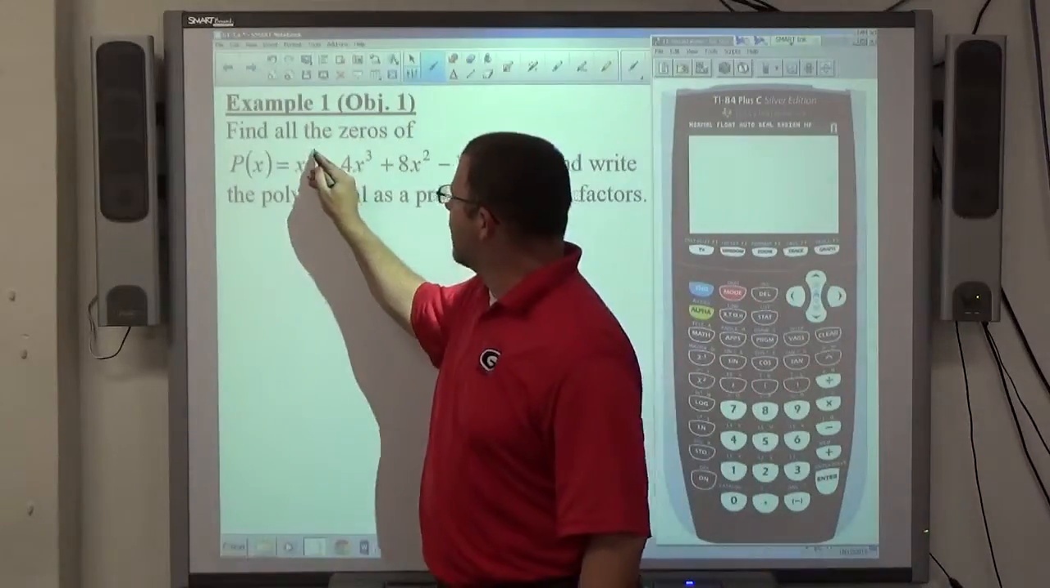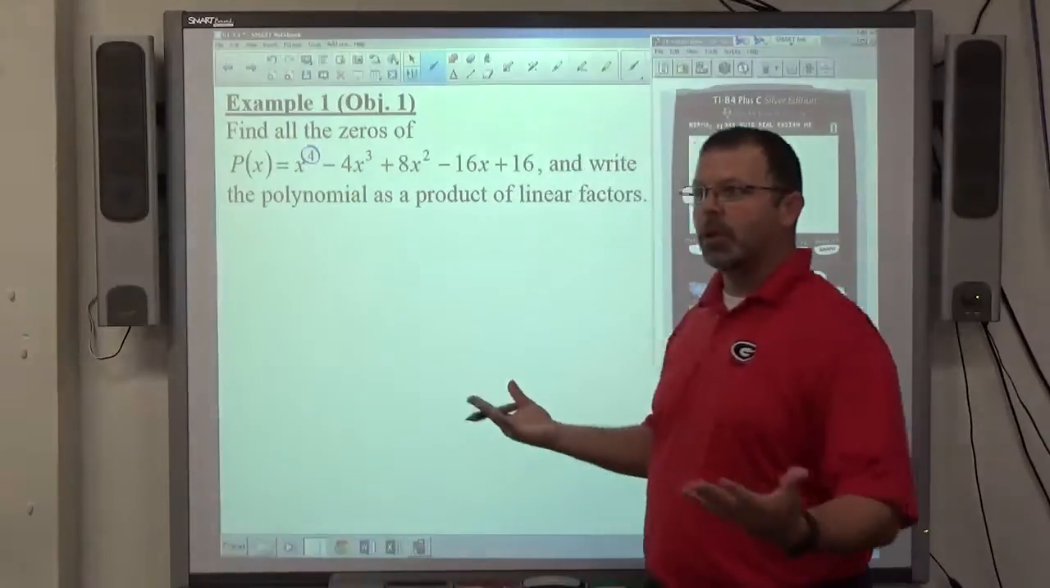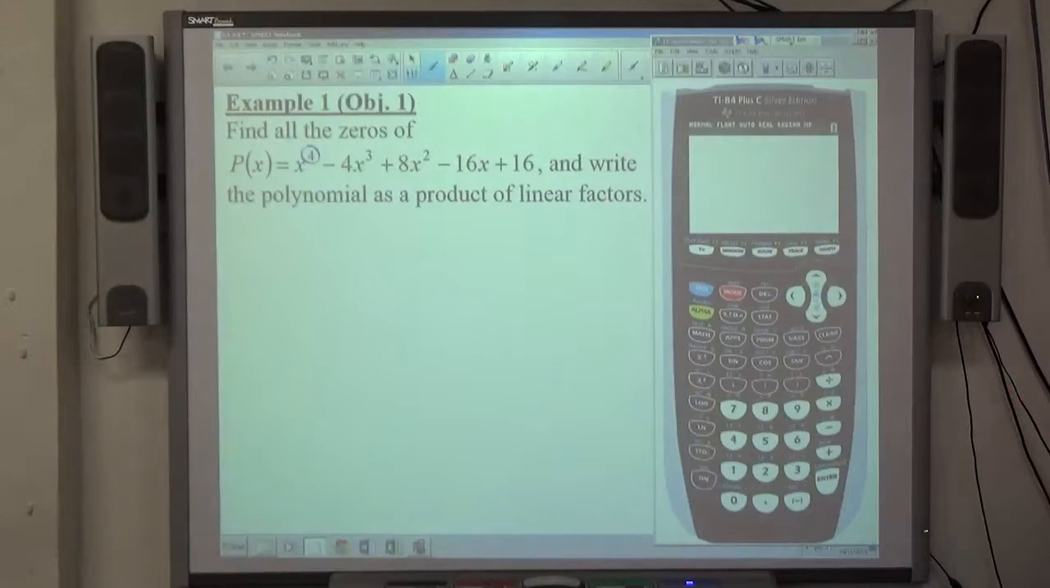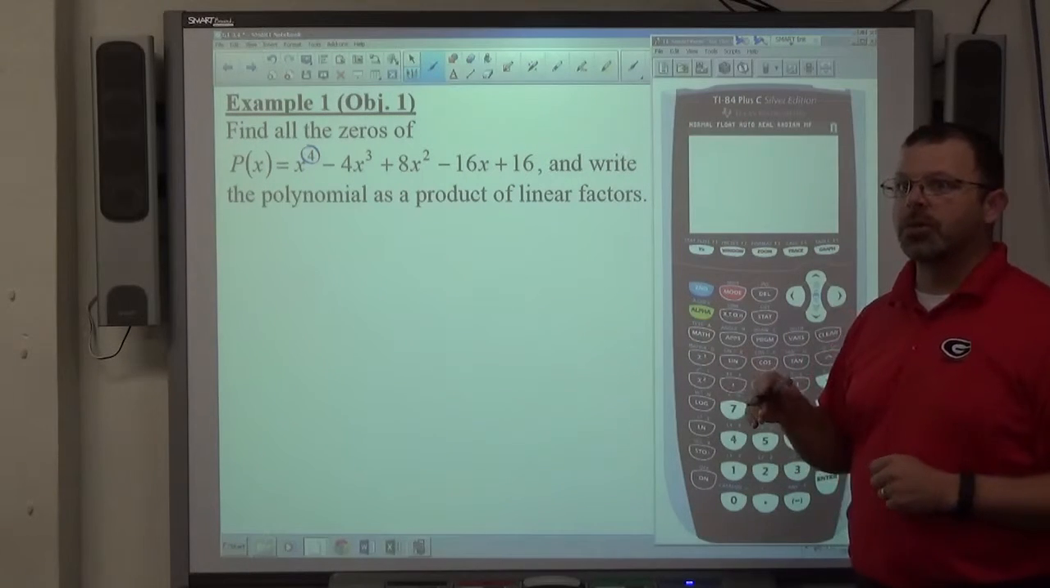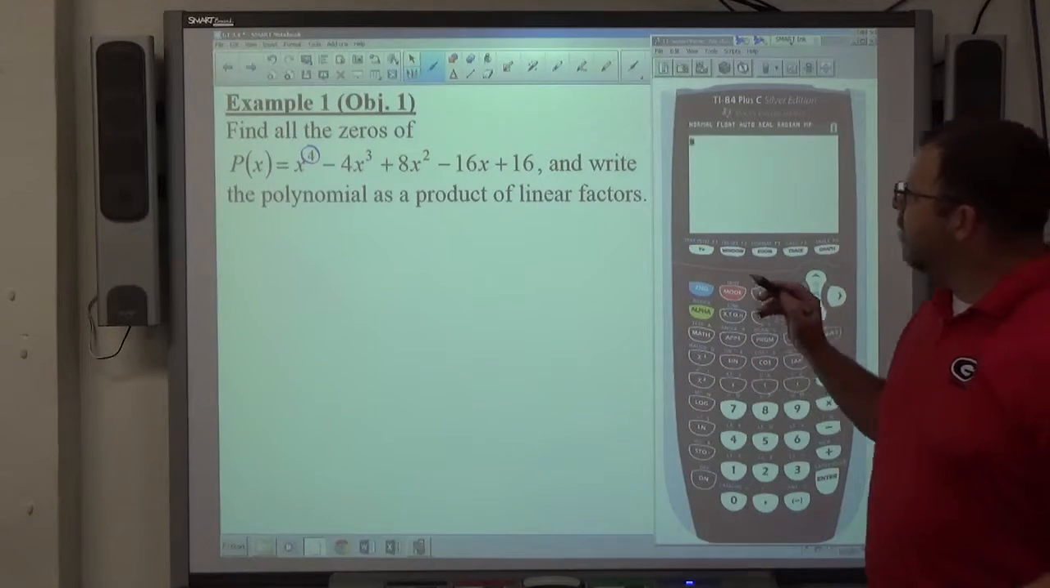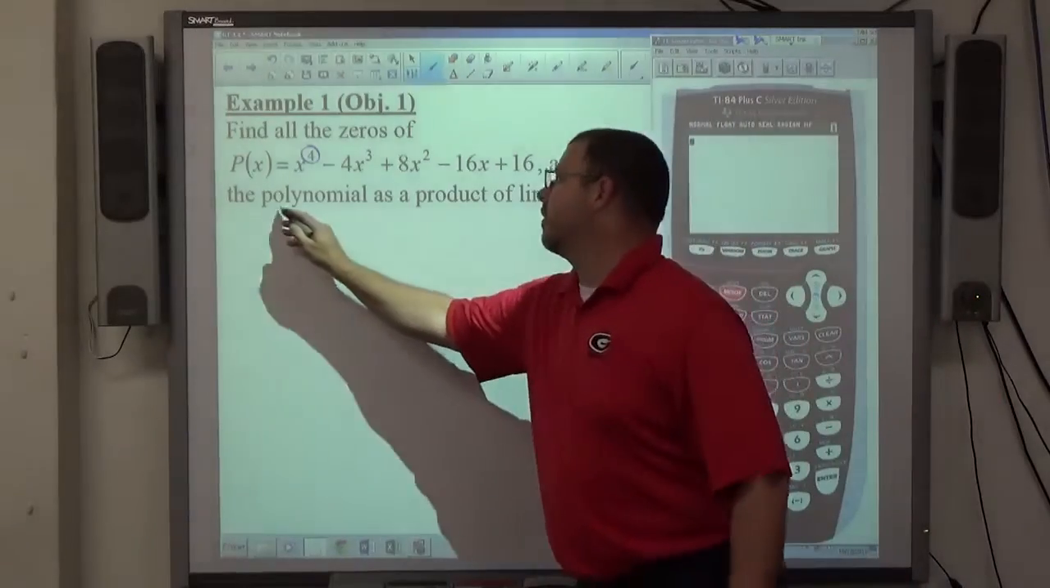Whatever the highest power is, that's how many answers we're going to be looking for here. We do want to find all the zeros, meaning both real and complex zeros, and so if there's an imaginary answer, which is going to happen today, we want to list those also. And they do say to write the polynomial as a product of linear factors.